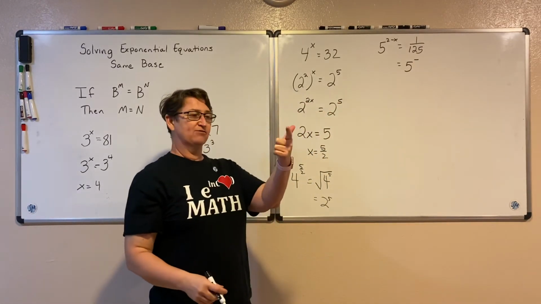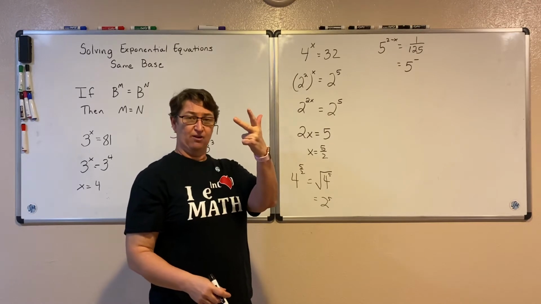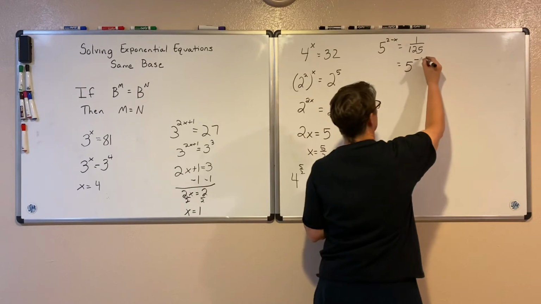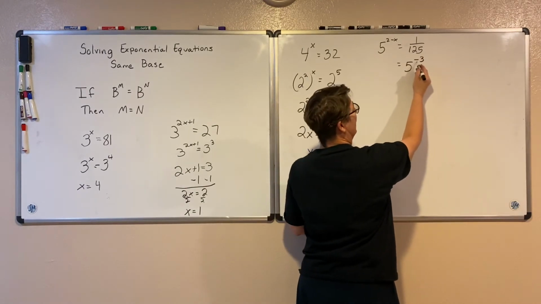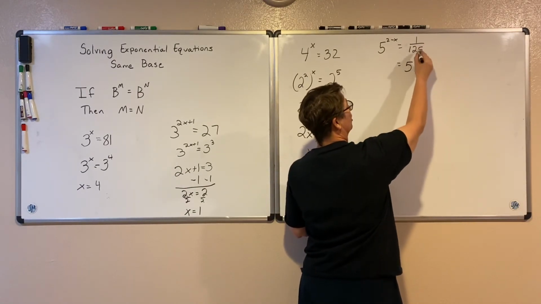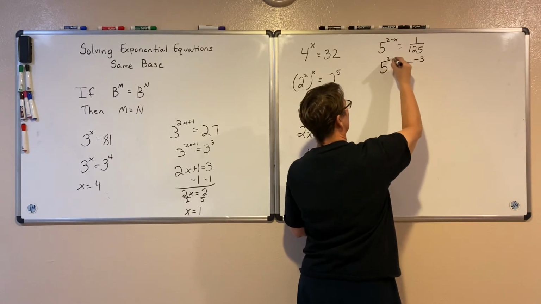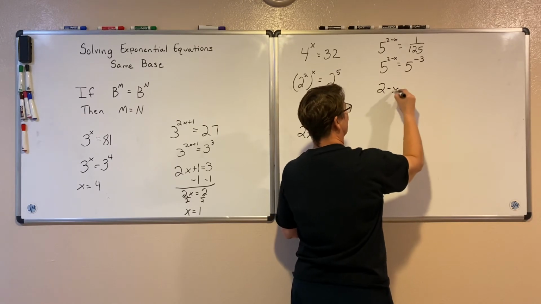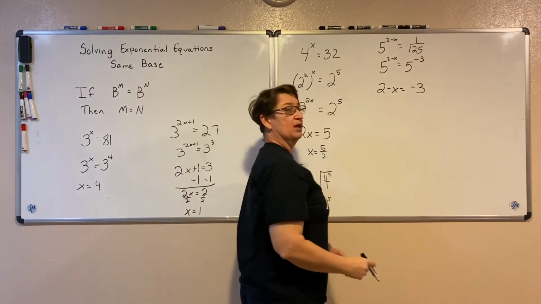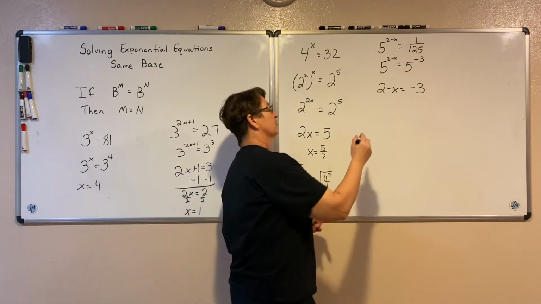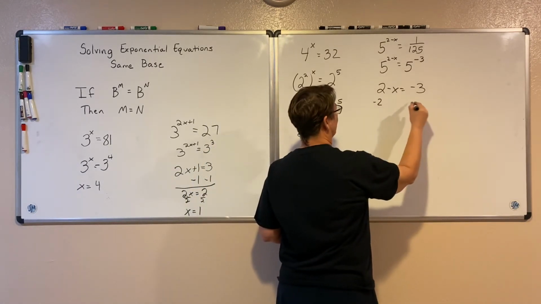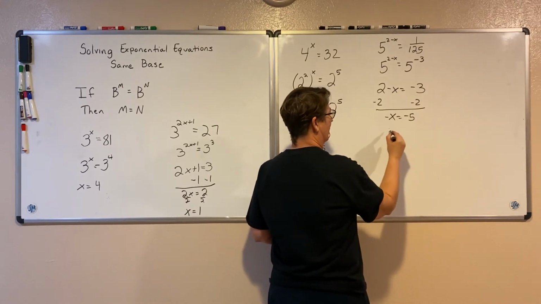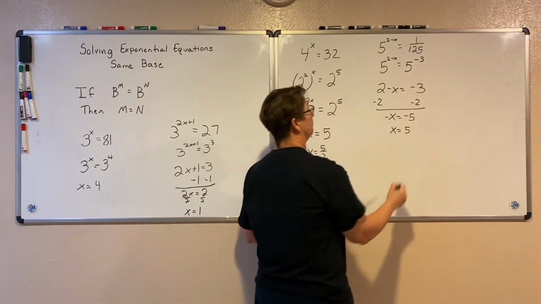Then 5 times 5 is 25, times another 5 is 125. So 5 to the 3rd power gives me 125. 5 to the negative 3 is equal to 1 over 125. Once I have their bases set equal to one another, I can then set their exponents equal to each other. Now I can solve. Subtract 2 from both sides so that I have negative x equals a negative 5. Divide by negative 1 and x equals 5.